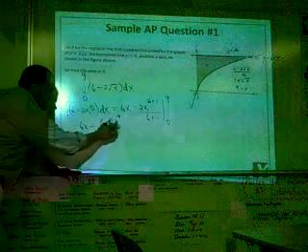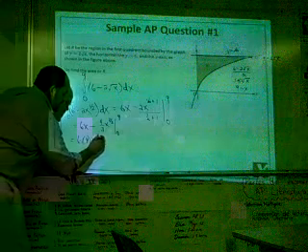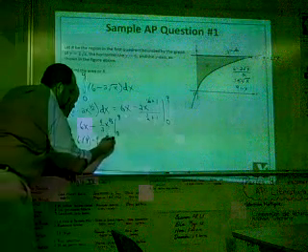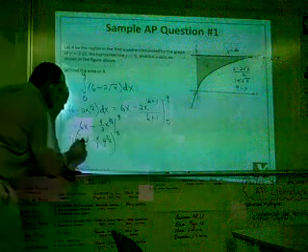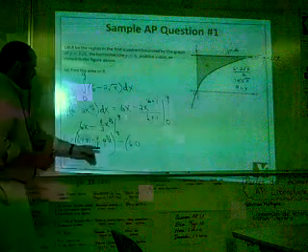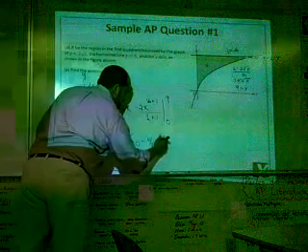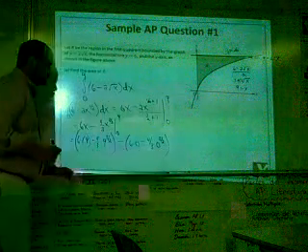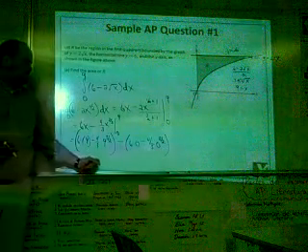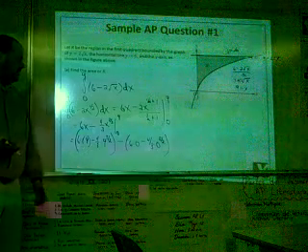Fundamental theorem of calculus says we plug in the upper limit first. So we're going to have 6 times 9 minus 4/3 times 9 to the 3/2 power. From that, we're going to subtract the answer that we get by doing 6 times 0 minus 4/3 times 0 to the 3/2 power.